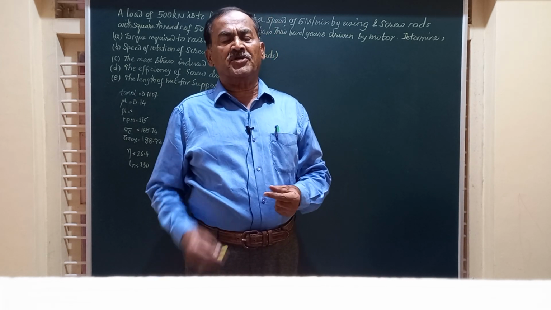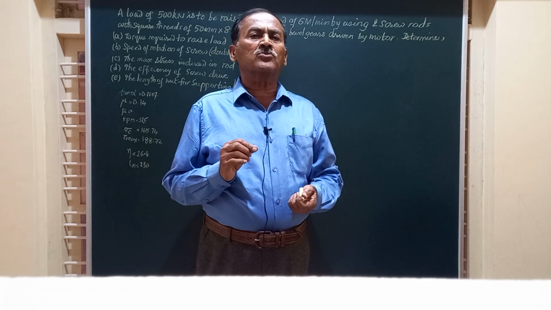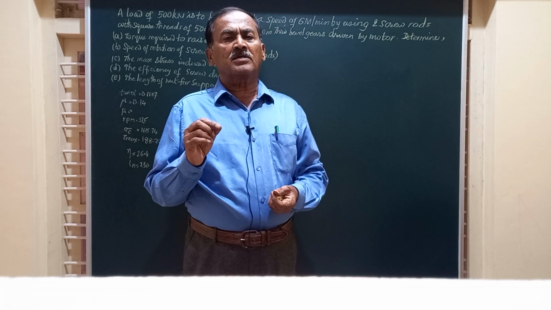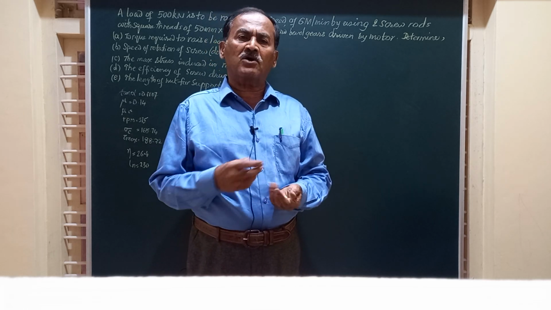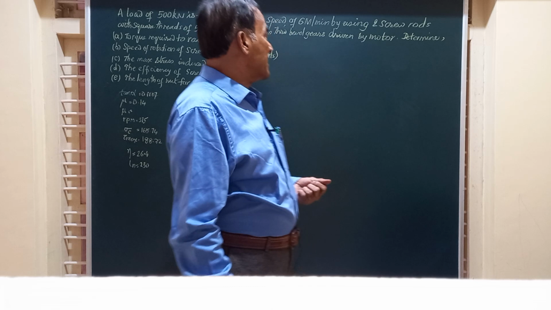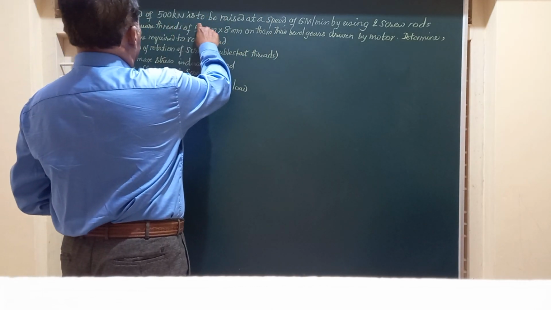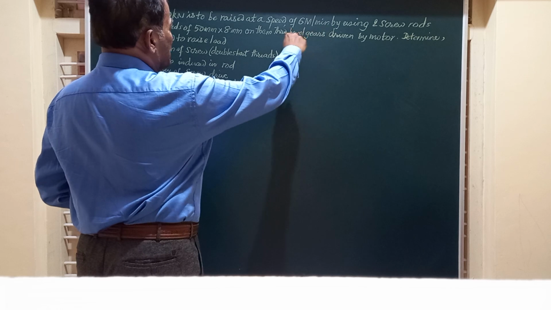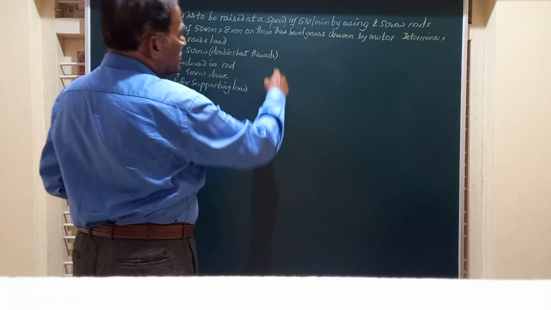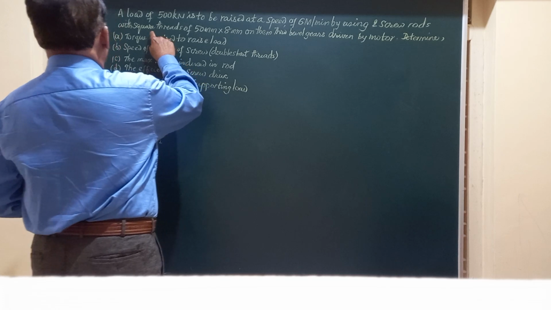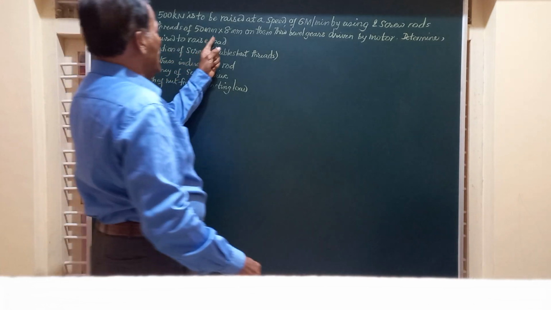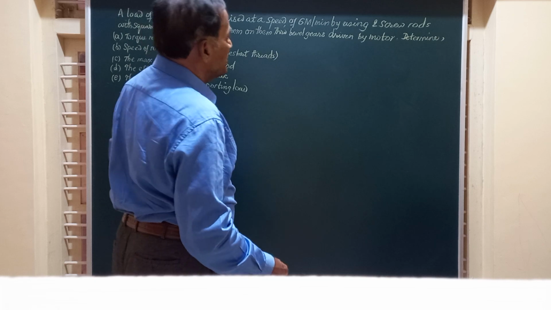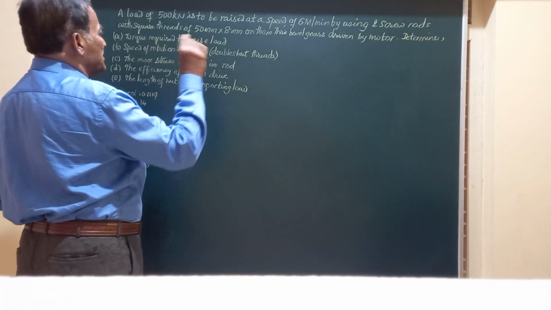And friends, in this video, we are going to work out a problem on the power screw, which is also called a screw jack. Let's see what the question is for today's video. The question reads like this: a load up to 500 kilonewton is to be raised at a speed of 6 meters per minute by using two screw rods with square thread of 50 by 8 SQ. So it is a screw thread with a square cross section, and the dimensions are given. And he says determine the torque required to raise the load.